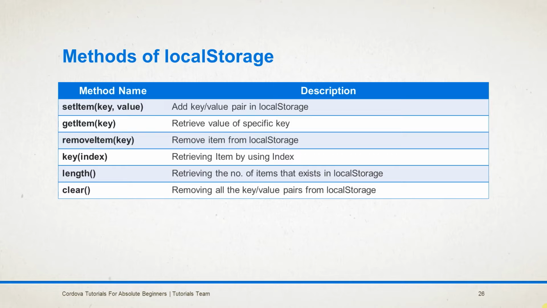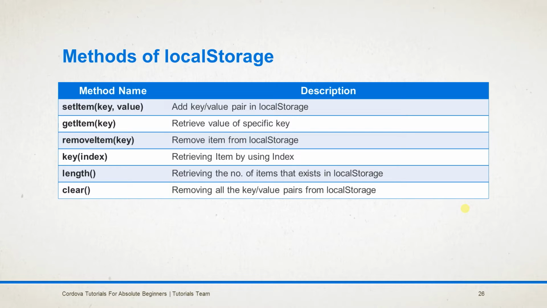The key method is used to retrieve the item by using the index. The length method is used to retrieve the number of items that exist in the local storage. With the clear method, we can remove all of the key value pairs from the local storage.